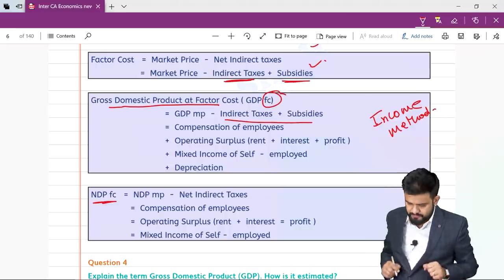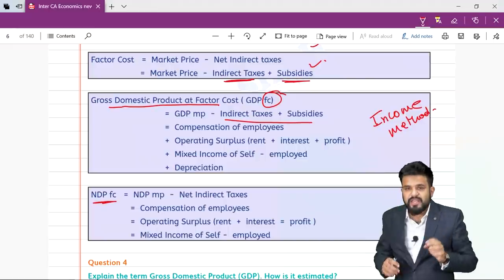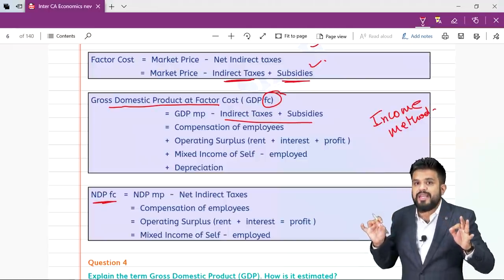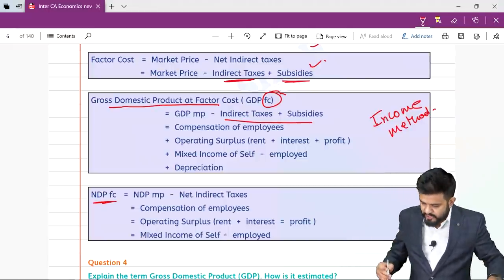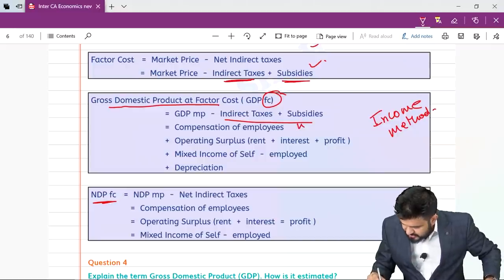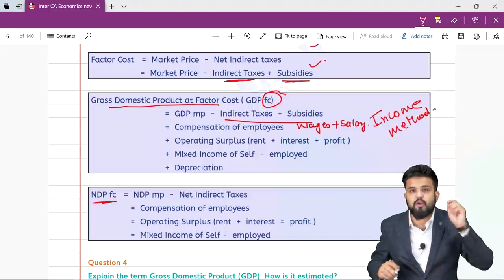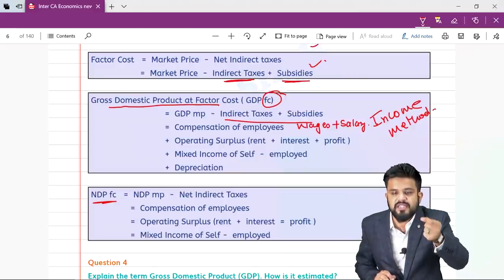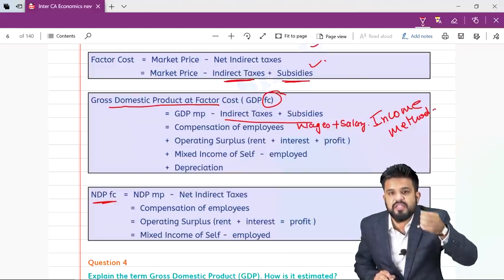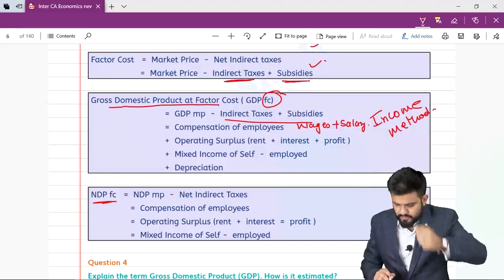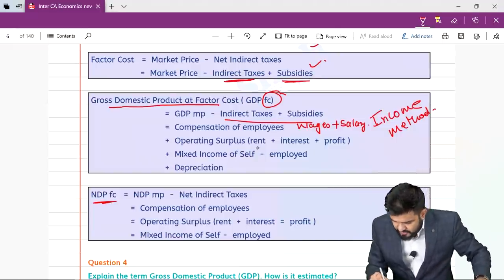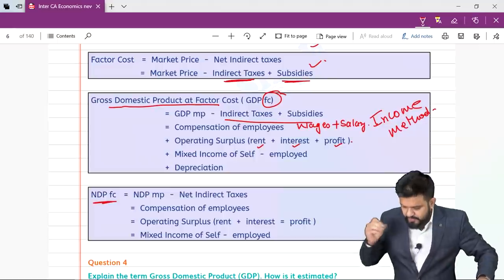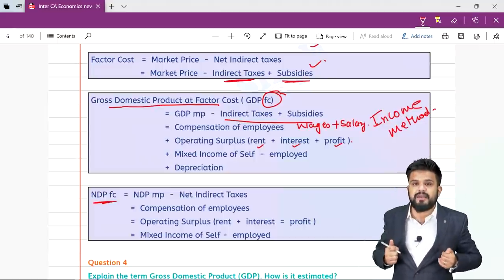Factor cost. Now another formula is compensation of employees. They will give you that in the question. Compensation of employees is nothing but wages plus salary. Students, please remember here, compensation of employees includes both income or wages in the form of cash or wages in the form of kind, both. Plus operating surplus, that is your rent, interest and profit. Plus mixed income by self-employed.